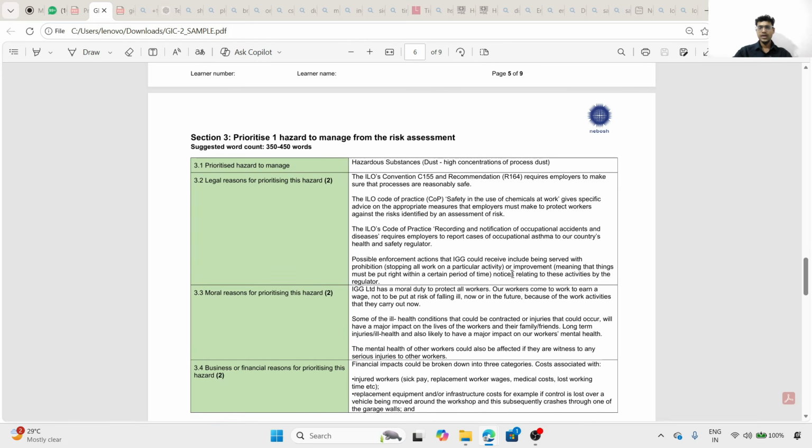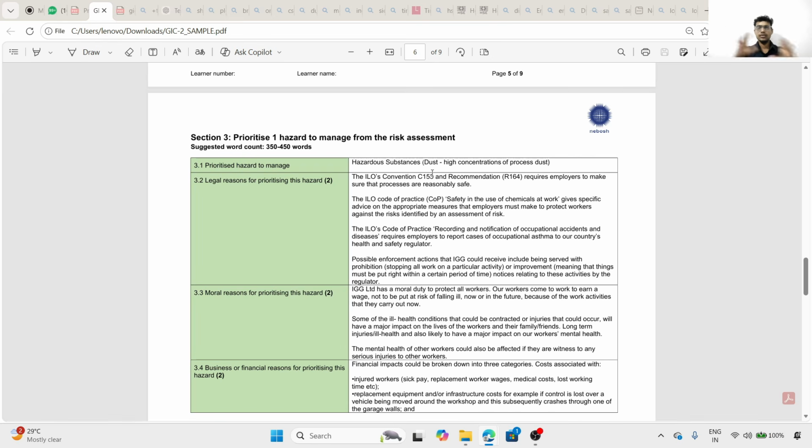So here it is said, like ILO's Convention C155, R164: what normally employers are required to do is make the process reasonably safe. The process shall be safe to everyone. The ILO code of practice, Safety in the use of chemicals at work. Then the ILO code of practice, Recording and notification of occupational accidents and disease, requires employers to report cases of occupational asthma to our country's health and safety regulators, which means all the legal things.